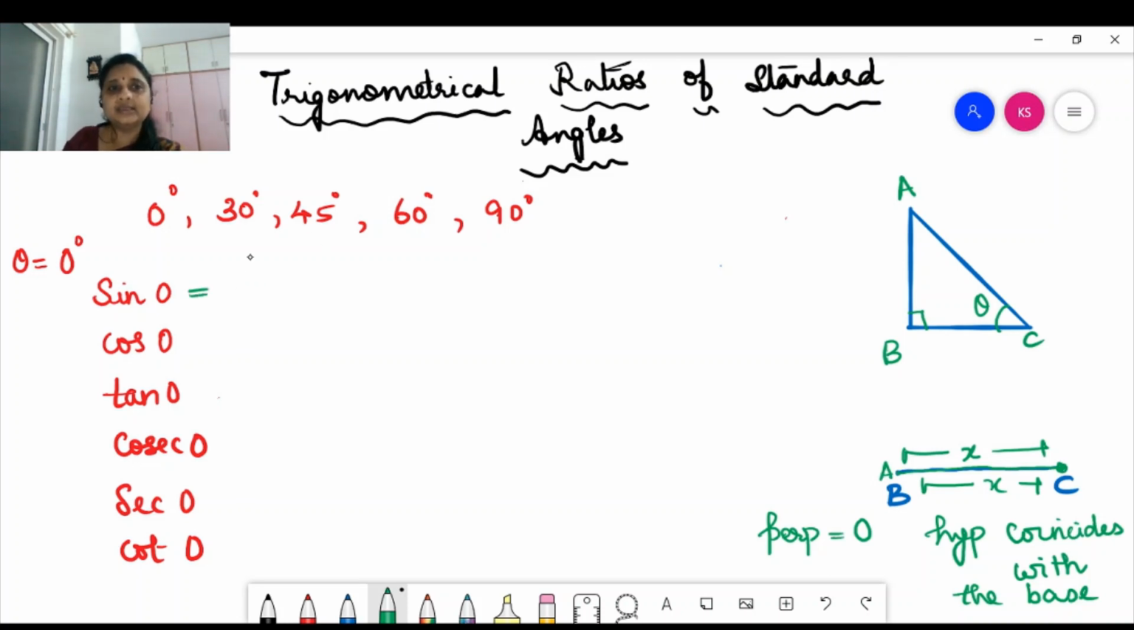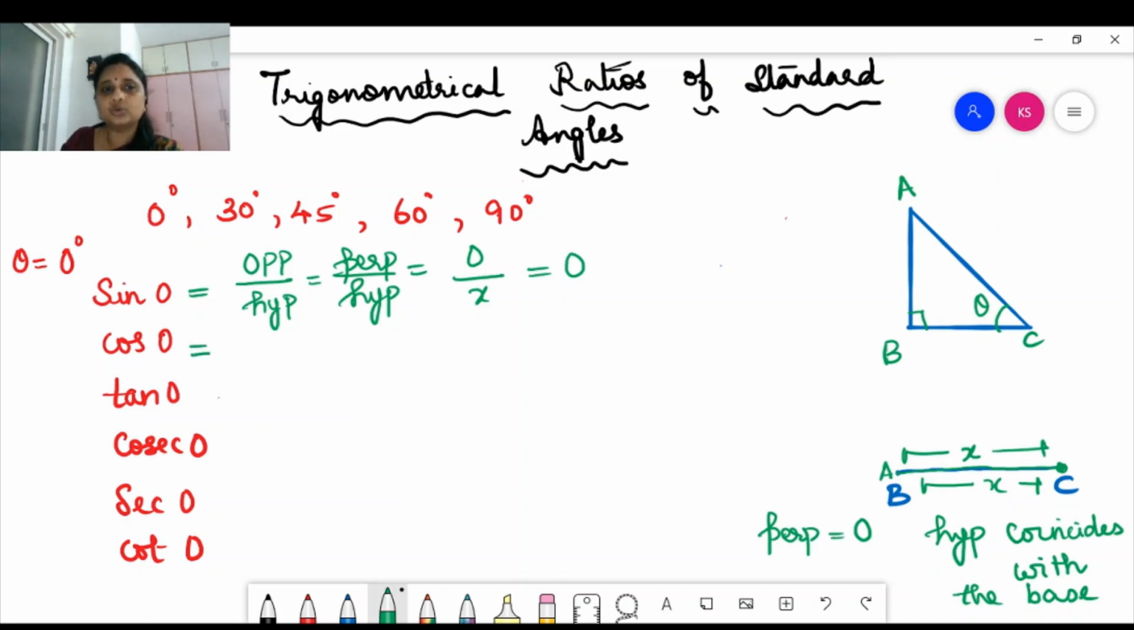Sine of an angle is its opposite divided by the hypotenuse. Now what is opposite? Opposite is the perpendicular by the hypotenuse. The perpendicular here in this case is 0 divided by x. So 0 by anything is 0. So sine 0's value is 0. Fine. We'll move on to cos 0.